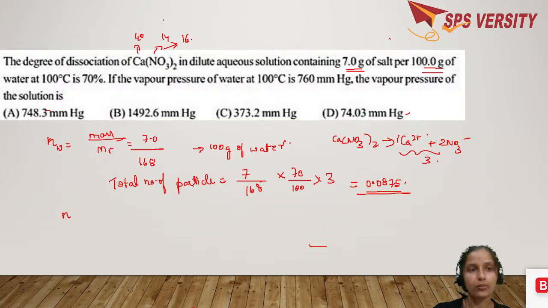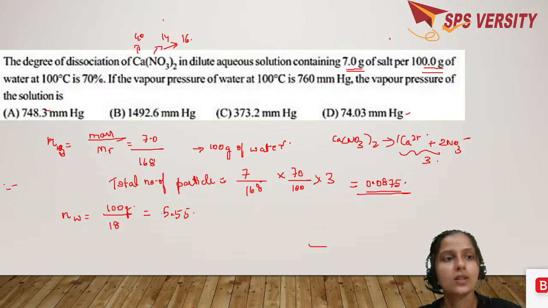Now, what is the moles of solvent? This is the number of moles of salt, I'll take it as salt. This is the number of moles of water. They have given 100 grams of water, and the molar mass of water is 18, so 100 over 18. This is going to give you 5.55.